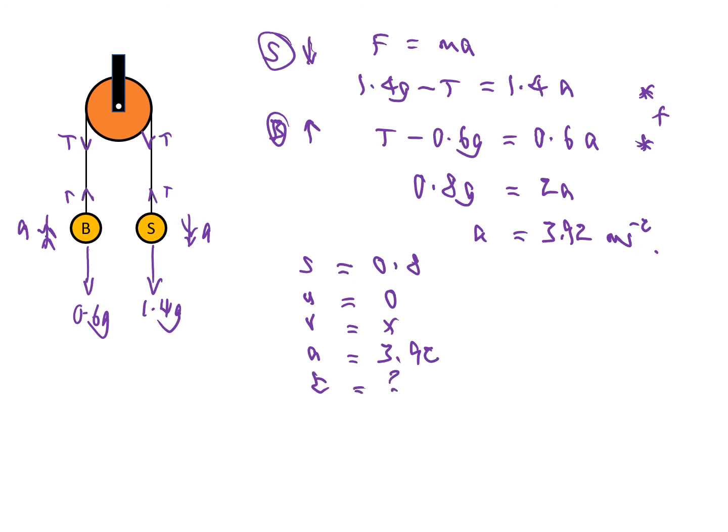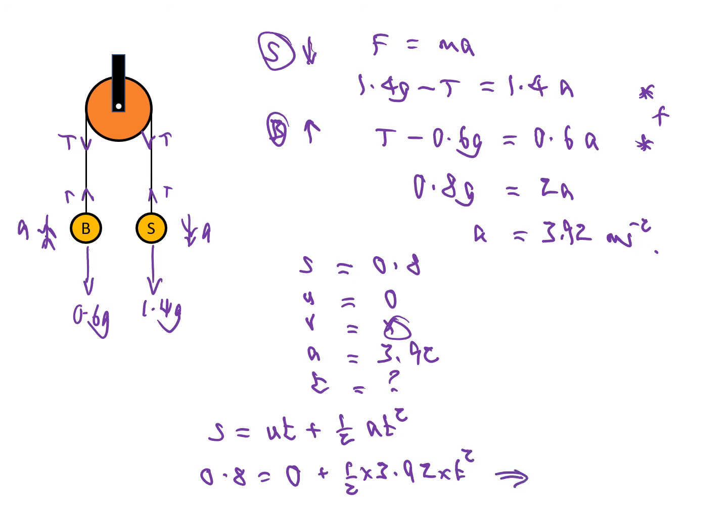So the formula that I'm going to use is the one that doesn't have V in it, and that is s equals ut plus a half at squared. s is 0.8, u times t is 0, half a is 3.92 times t squared, from which we should be able to calculate t is 0.64 seconds, and I've just used two significant figures there.